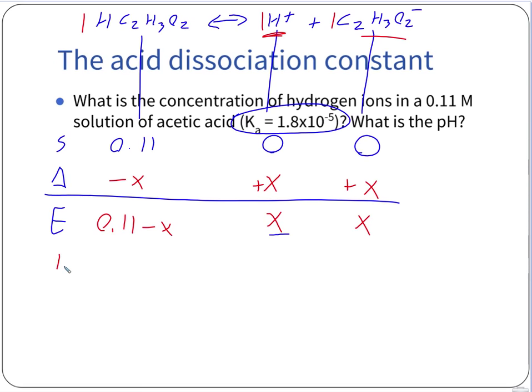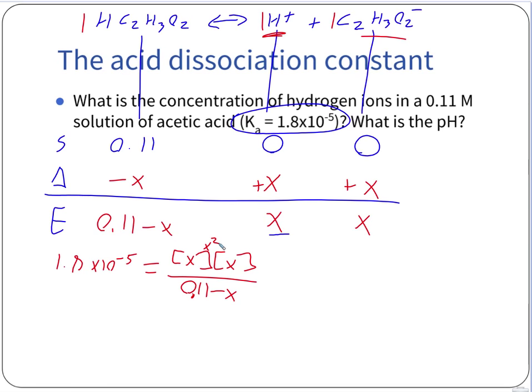So we have 1.8 times 10 to the negative fifth for Ka. It's going to equal the two concentrations on the product side, which in this case are x and x, divided by the equilibrium concentration on the reactant side, 0.11 minus x. All right, so two ways to go about this. Number one, we could just multiply all this out and solve for x. Because x times x is x squared on top, it would turn into a quadratic equation, and we'd have to use the quadratic formula.